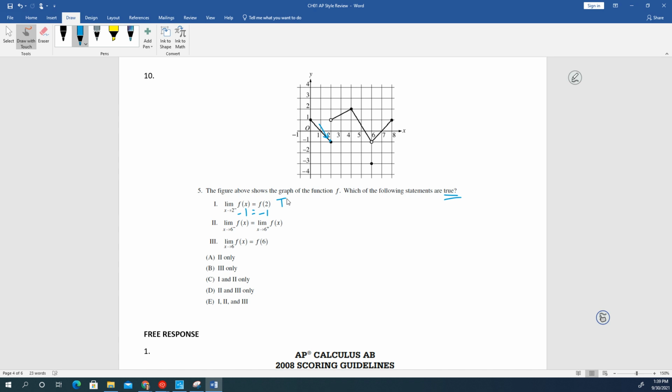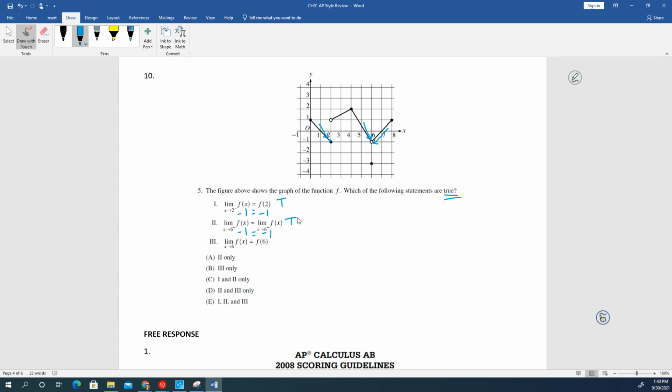Next one. The limit as x approaches 6 from the left. What does that look like? It's going to be negative 1. Negative 1 again. Is the same as the limit as x approaches 6 from the right, which is also negative 1. Okay, that one's looking like it's true.